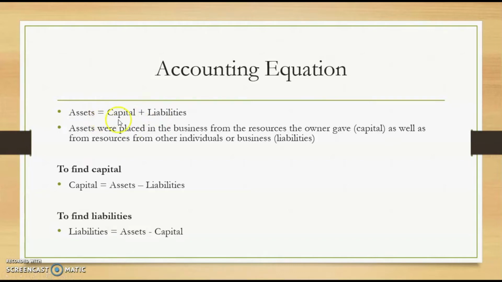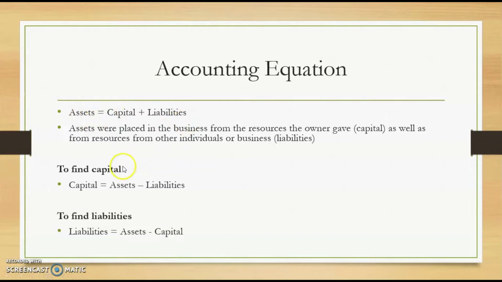Why is asset equal to capital plus liability? Because the assets that are in the business were given or placed into the business by the owner, which is the capital, as well as from resources from other individuals or businesses. So the creditor will allow for me to take the goods. Those goods coming to the business are now owned by the business and they are now assets. The owner puts funds into the business. That becomes our cash. And then from there, we can buy equipment. So our asset is equal to capital plus liability.